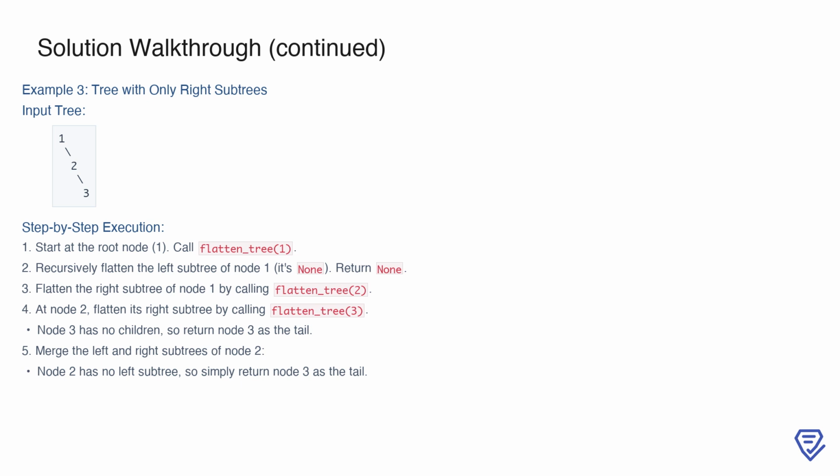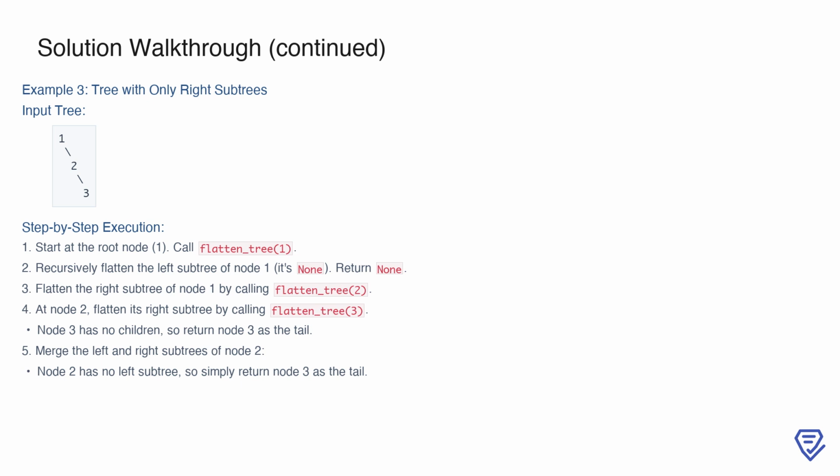In the third example, the binary tree contains only right subtrees. The root node is 1, which has a right child, 2, and node 2 has a right child, 3. To flatten this tree, we start at the root node, 1, and call flatten_tree, 1. Since the left subtree of node 1 is none, we immediately return none for the left tail.